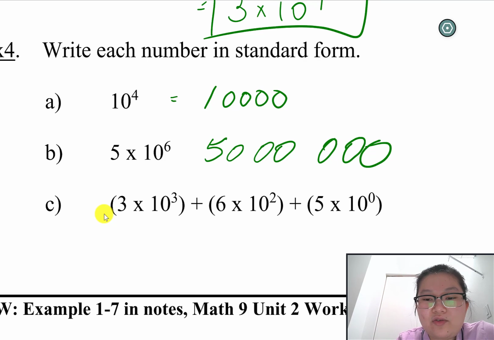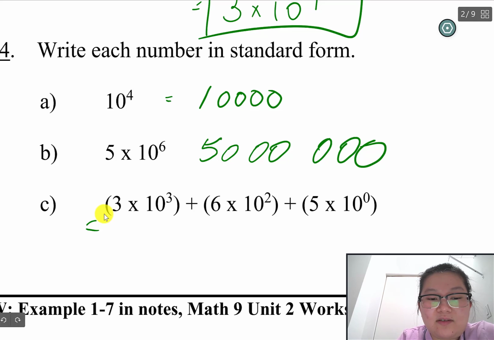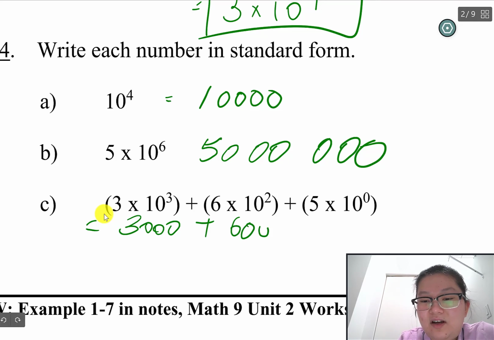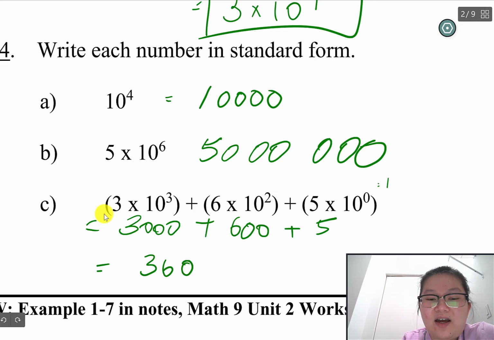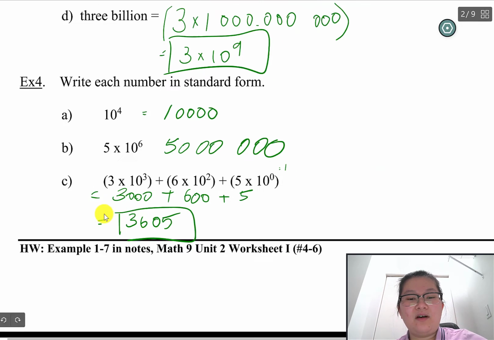If you want to, you can write this out just for visualization. This is 3,000, plus 600, plus this is 10 to the power 0. This is just equal to 1, so that's just 5. So that's 3,605. There you go.